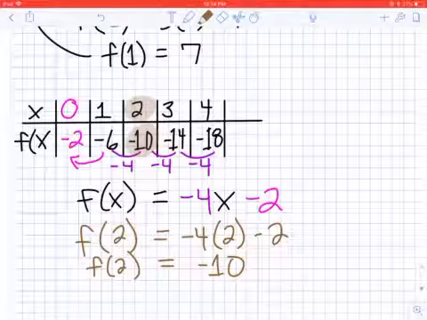So this is how you would find a function when you're given a linear function in a table or an arithmetic sequence. You put it in the table and then just use this strategy and you'll always get yourself a nice explicit formula. Awesome. Enjoy.